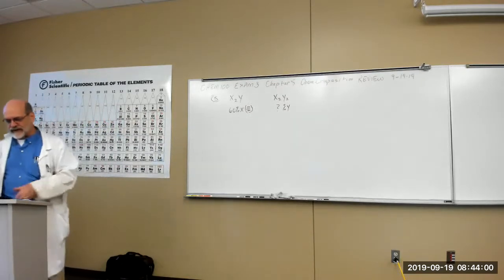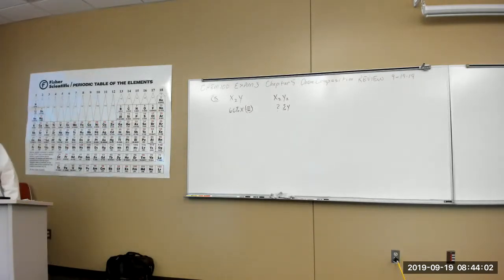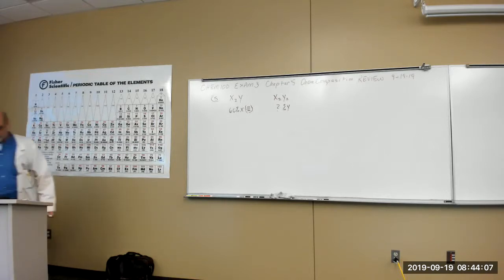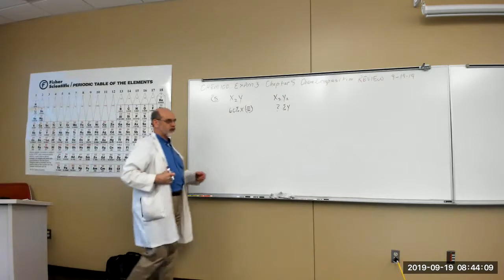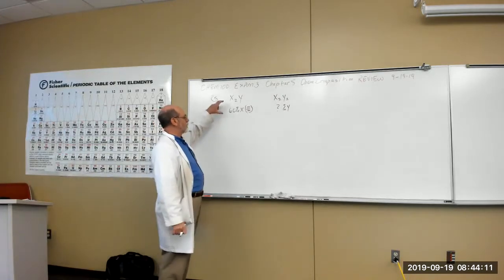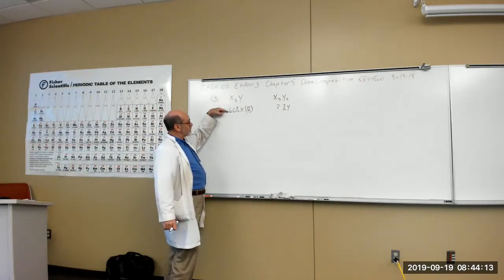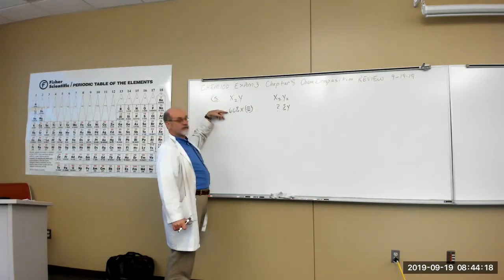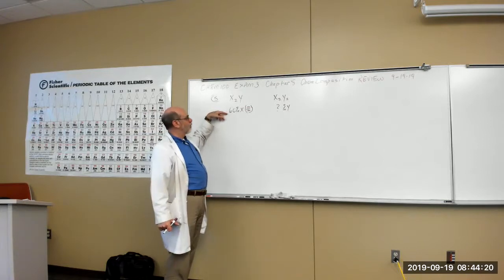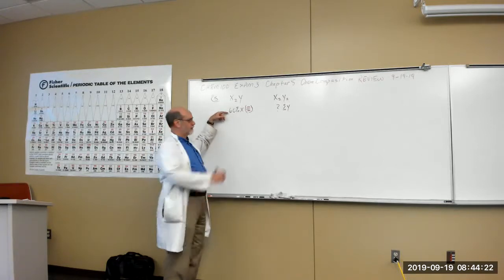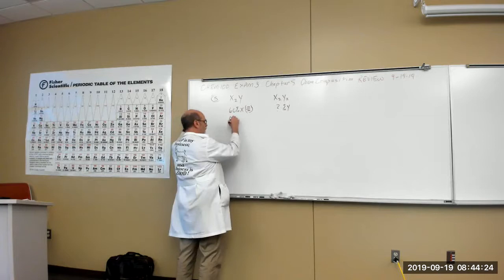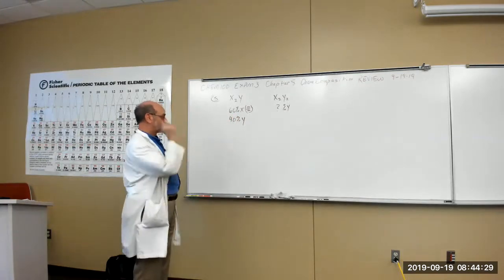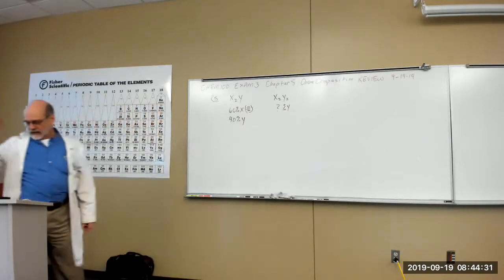Now, at first reading, that looks like an impossible problem to solve. So what you do is you tackle it with what you know. What do we know here? Well, we know this one is 60% X. So what percent is Y? 40%. Okay, we're making progress. 40% Y.